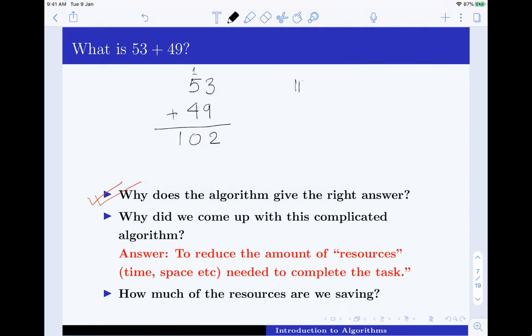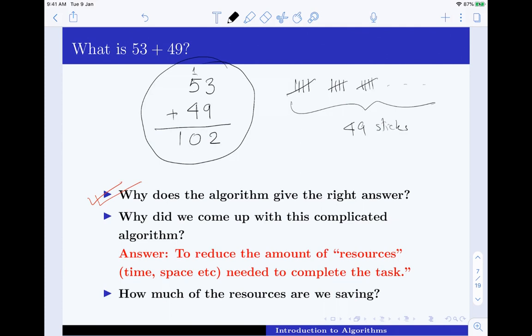In earlier days, people used to count 49 by drawing 4 lines and a strike to count 5, and you keep on doing it, and after a few steps you understand that you have counted 49. So you produce 49 sticks like this, and you then add 53 more sticks and then count the total number of them, and so on and so forth. So it is a possibility of how to add 53 and 49 without using this algorithm.